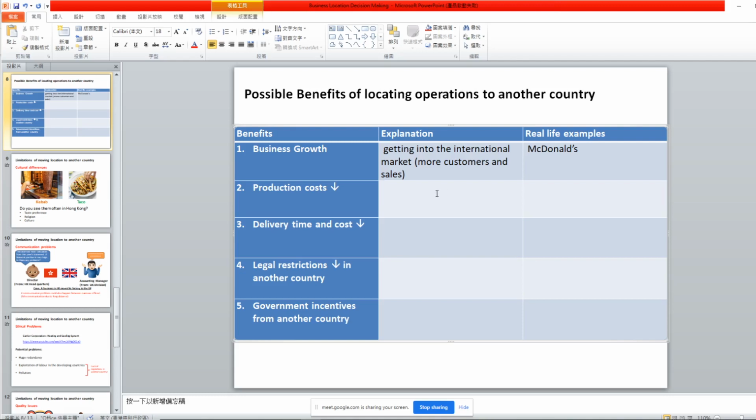All right, let's go to the next one. The next benefit you see is that production costs will get lower. So why, when we locate our business overseas, can our production costs get lower?